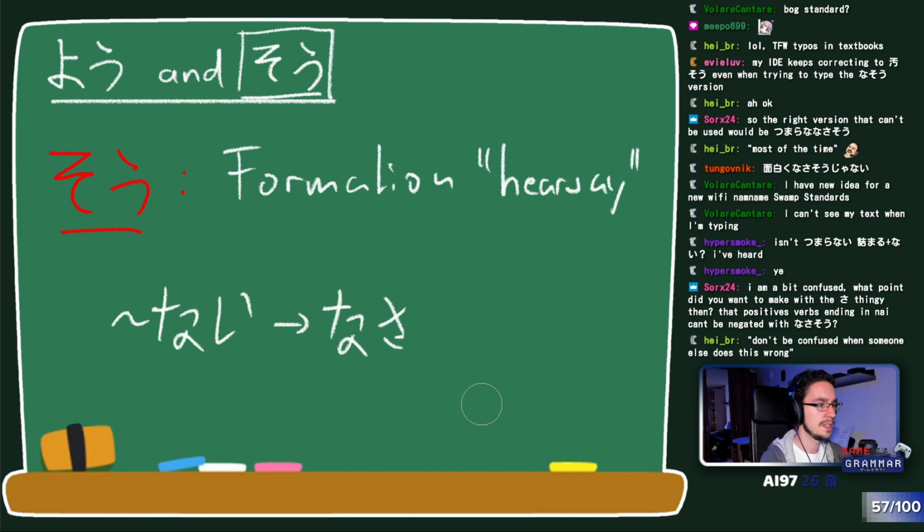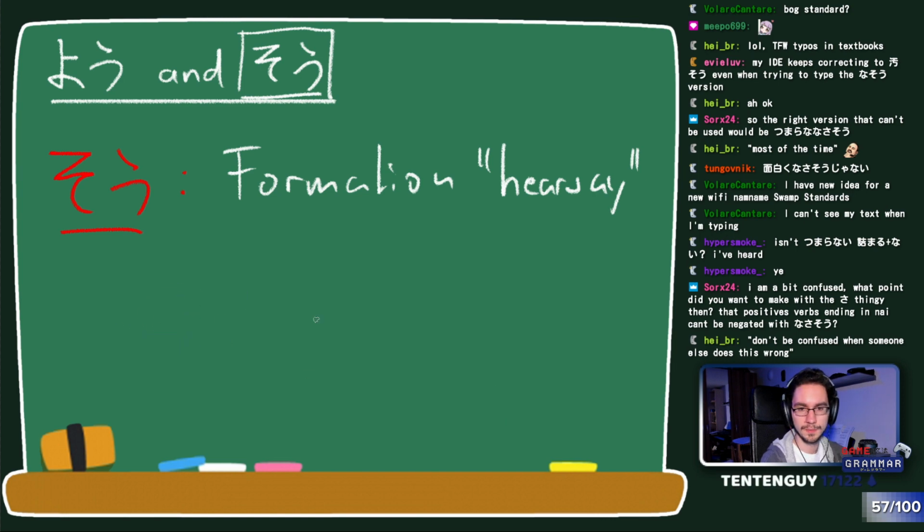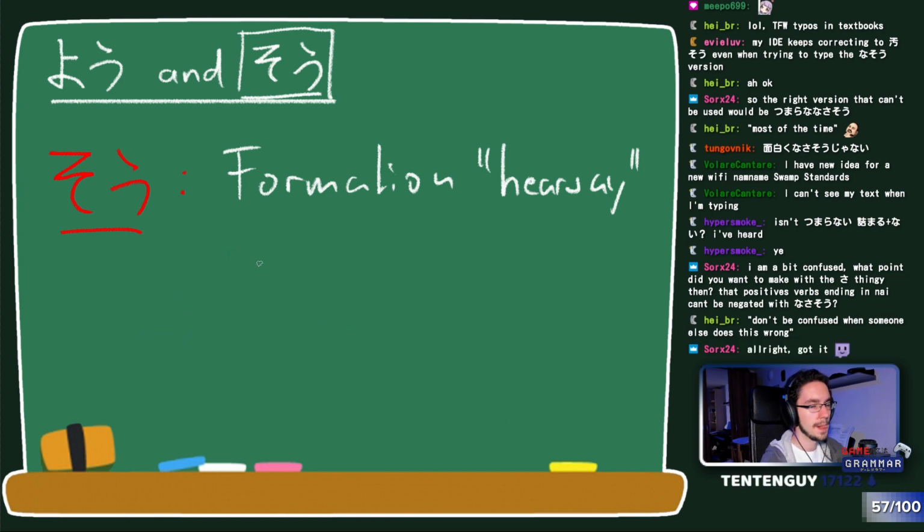But nai, if it's a negative verb or a negative adjective, it will turn into saso, nasaso. That was the point. So let's talk about hearsay. Hearsay, again, is when you hear something. So you are repeating a piece of information that was said to you.